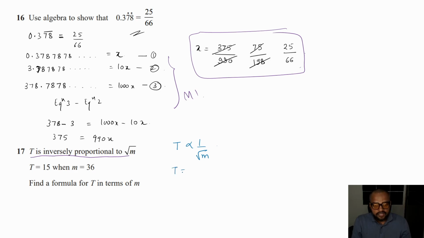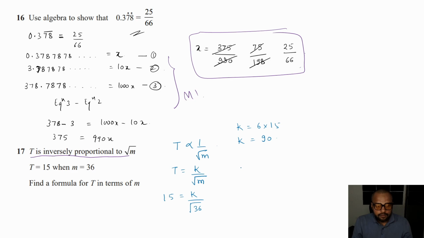If this sign of proportionality gets removed, it will be t equals k by root m. Now what we need to do is plug in these values. So t will be 15, and k we don't know, and for m it is 36, so it will be root of 36. So from here we can say k will be equal to 6 times 15, because root of 36 is 6, so k will be equal to 90.